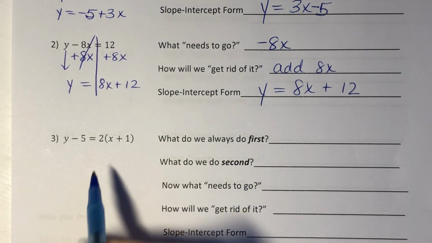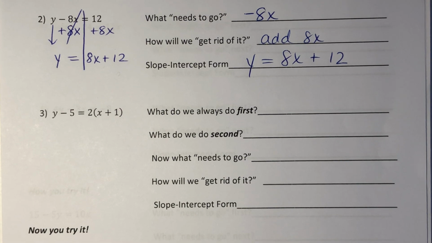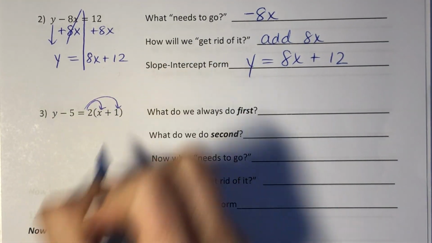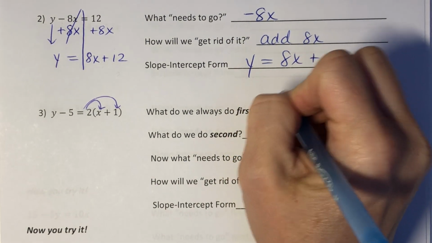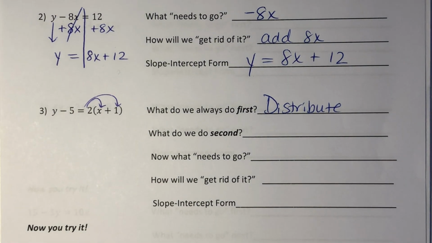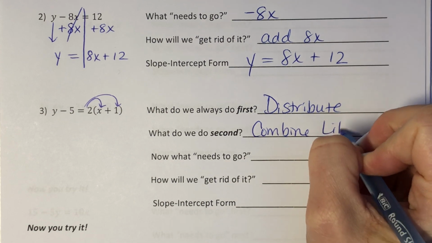So this one's going to look a little bit different because I see some parentheses, and if we remember what we learned from equations, we always do this first, and hopefully you remember the name of that property. We are multiplying everything in there by that, so that means that you are being asked to distribute. So we are always going to distribute first, and then after we distributed in equations, we always combined like terms, okay?